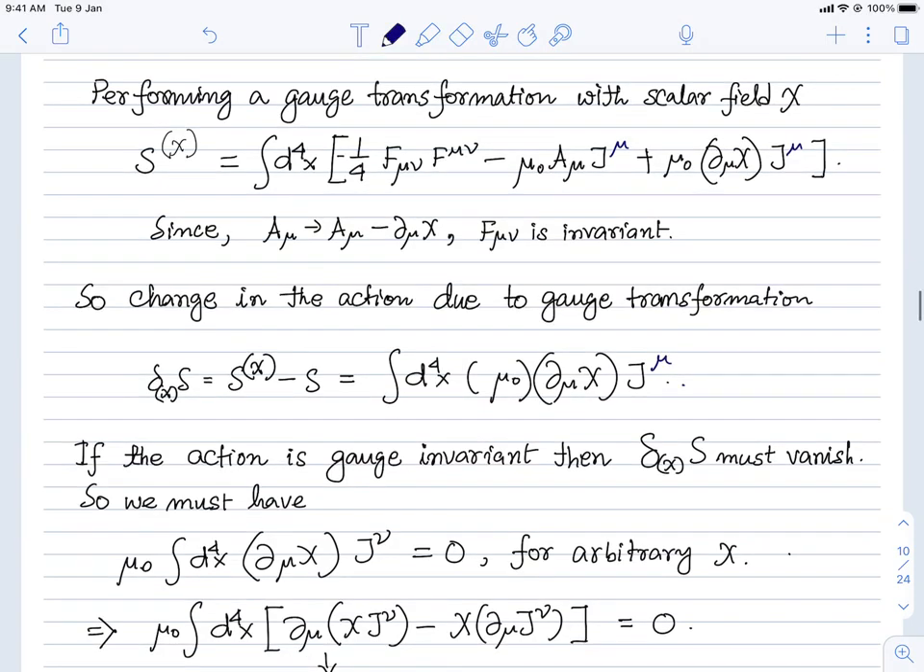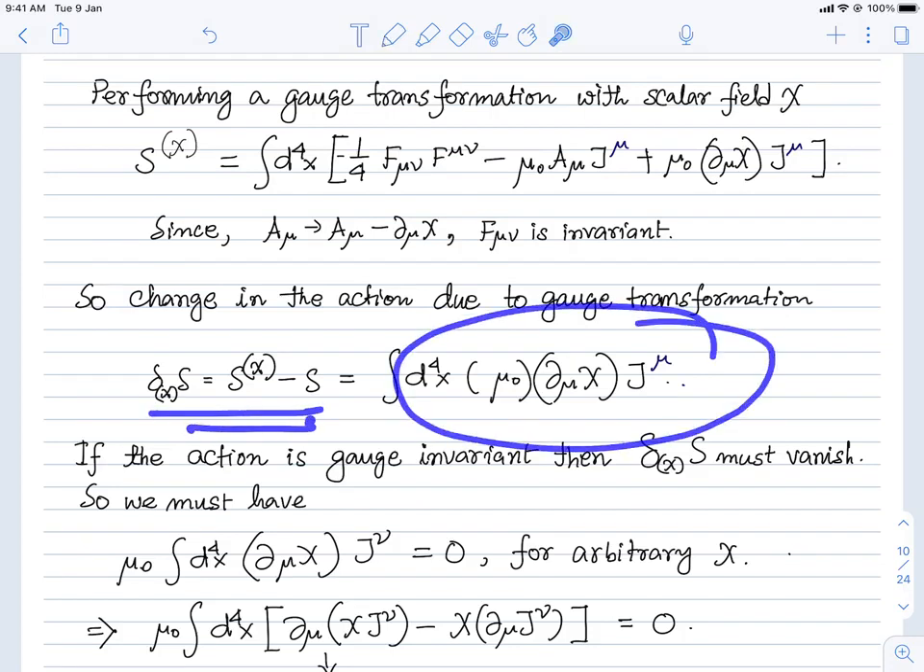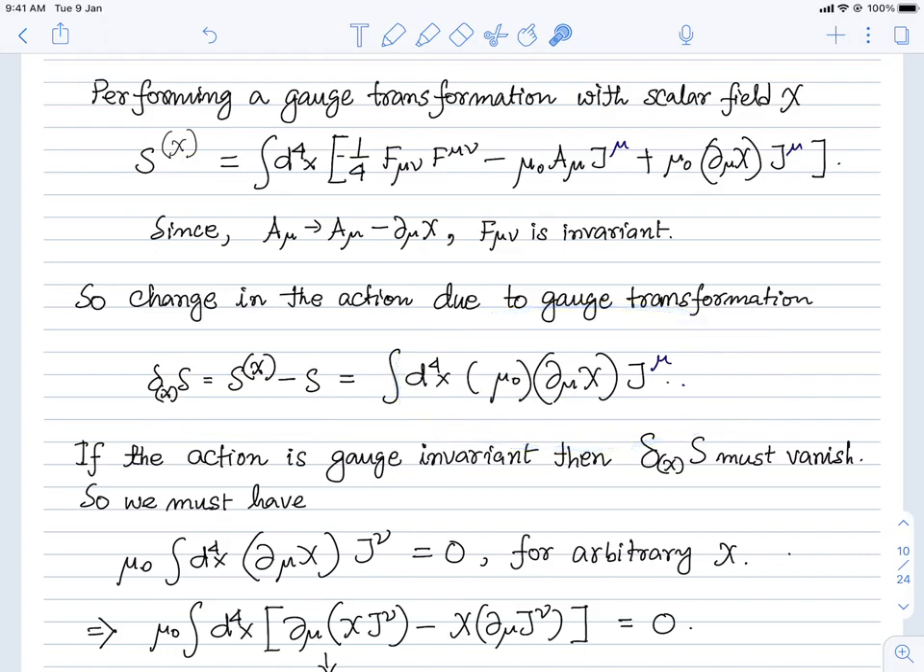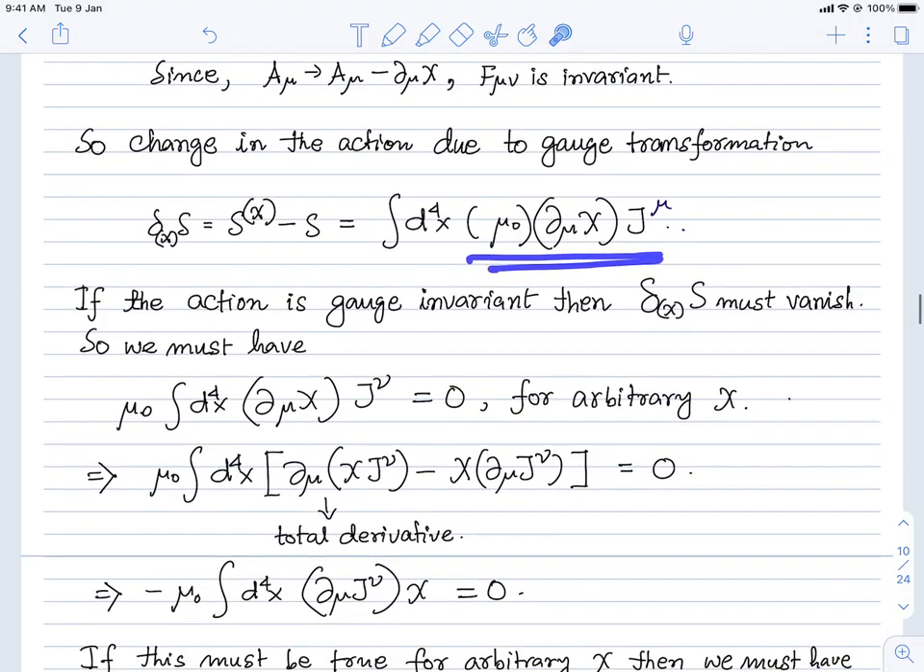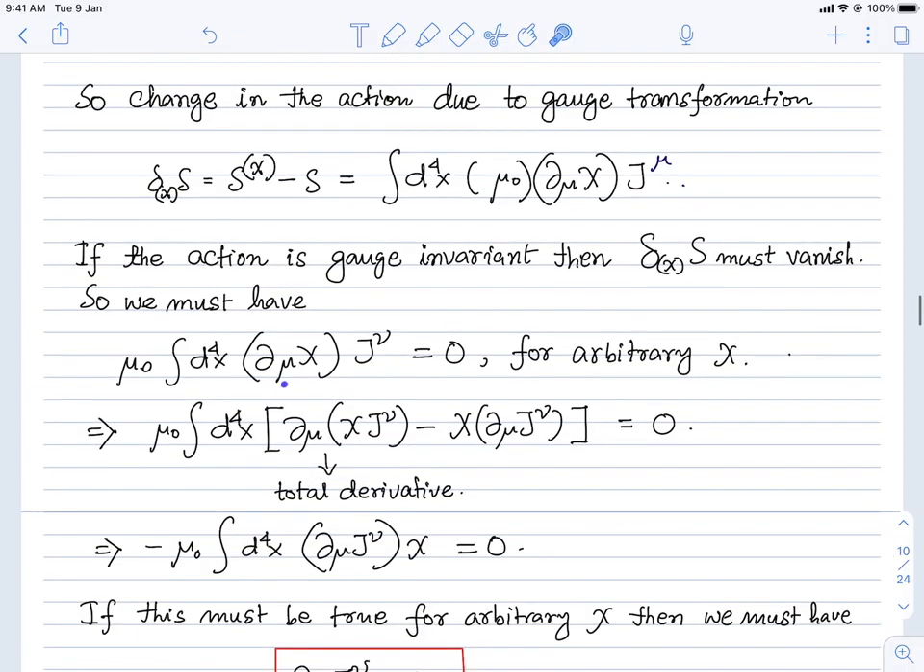Okay, so very good. Now if we take this term here that we have found as the change in the action after the gauge transformation, this change is not zero because of this term. Now you can write this term again as a total derivative minus the derivative acting on j mu. Aha, this is a complete mess. I'm so sorry.